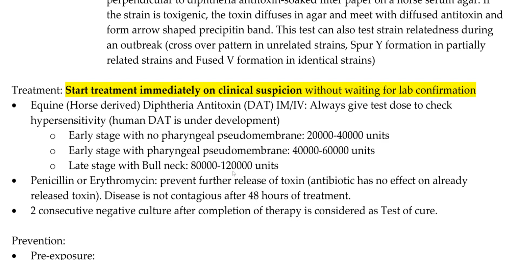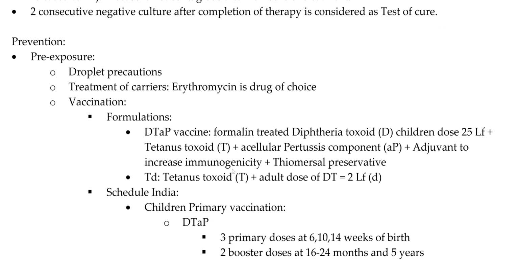Now, prevention. Before exposure, how can you prevent it? Droplet precautions, because the disease is transmitted by droplet, and we can give carriers effective treatment so they don't become the source, because carriers are the most common sources of infection, and erythromycin is the best way to treat the carriers. But the best way is to give the vaccine.